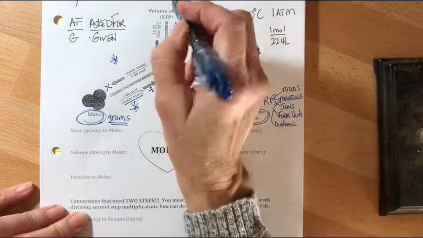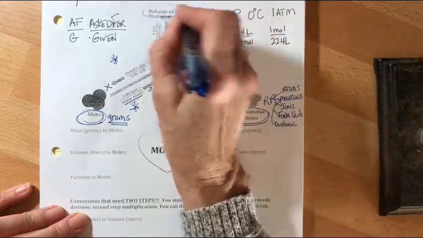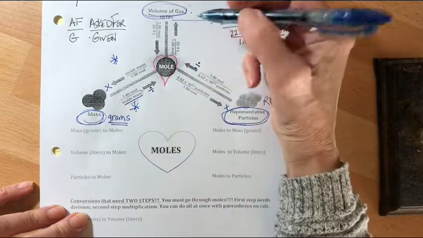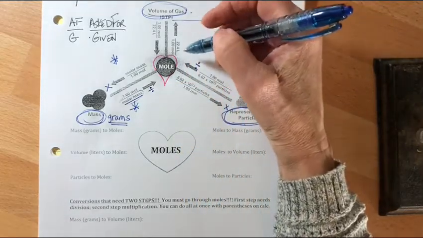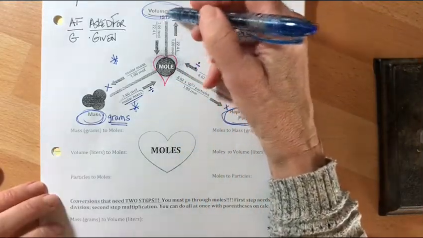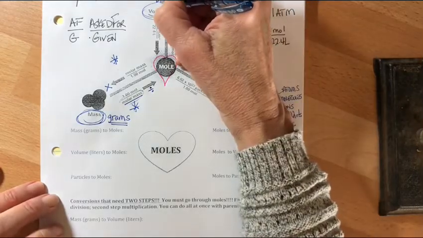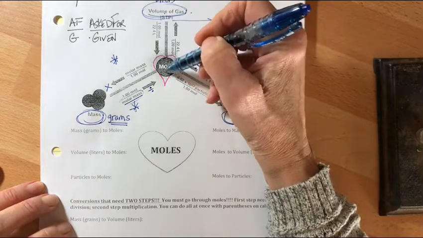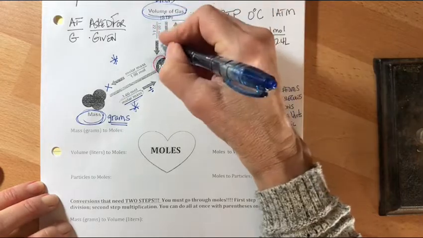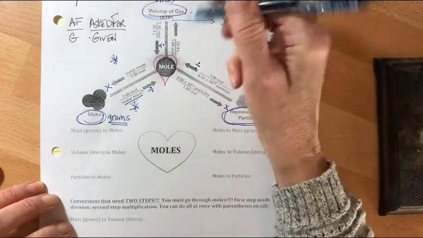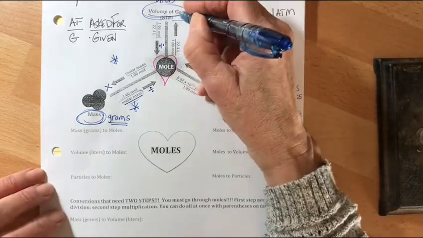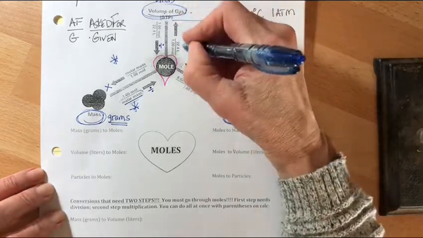All right, and then the last thing that you had to learn about was volumes of gases. I already talked about STP, that's over here. Same idea. If you're going from a volume, which of course is in liters, you guys know that, from a volume into moles, you're going to divide by 22.4 liters. And when you're going from moles to volume, you're going to multiply.